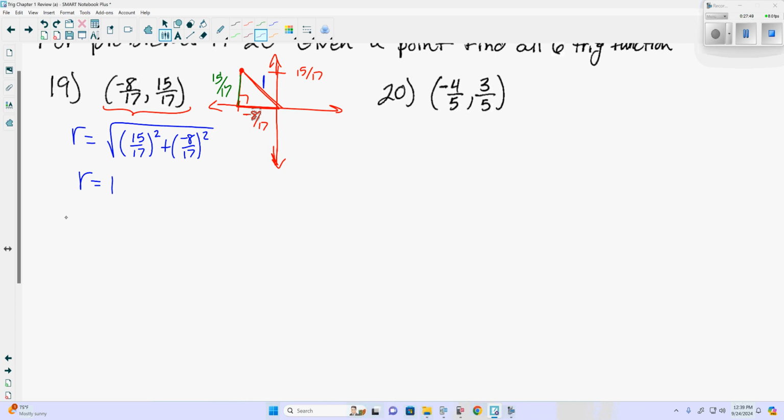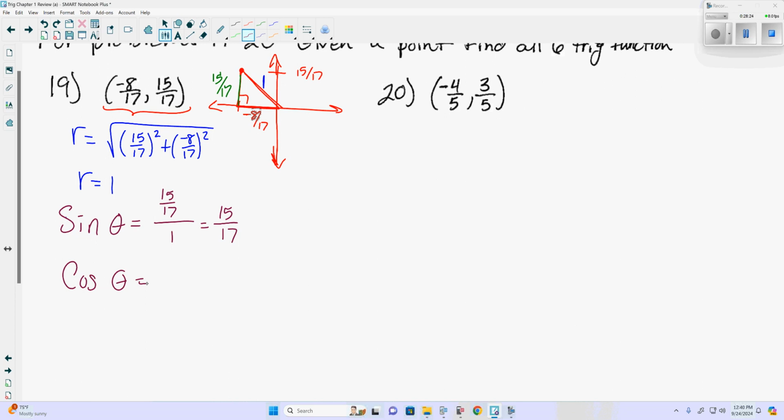Okay. Let's go. I'll just use blue. This. Sine. Sine is what over what? Opposite over the hypotenuse. Opposite over hypotenuse. Opposite over adjacent is tangent. So opposite over the hypotenuse. So that'd be 15/17 over 1, which is just 15/17.